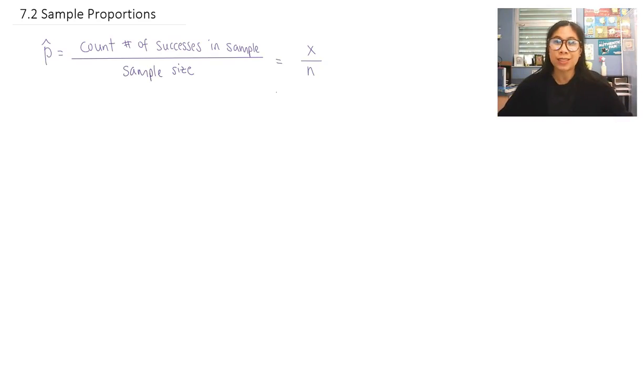So when we talk about the sampling distribution of sample proportions, we want to be able to describe the distribution. We know the center: the center is just going to be whatever the population proportion is. And remember, we use lowercase p to stand for the population proportion.